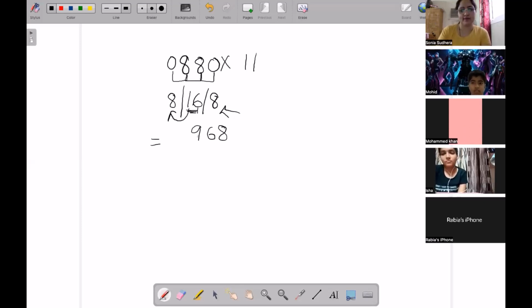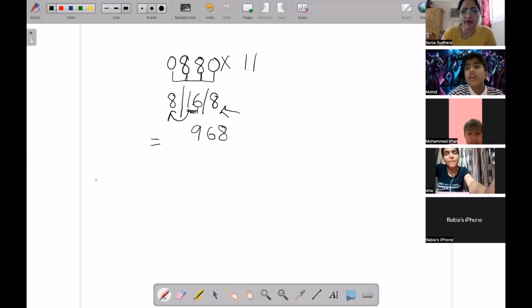The answer is 968. Oh, I thought that we had to do multiplication. We did multiplication, but we solved it by a different method, by a different trick, not by the traditional multiplication method. In Vedic maths, we will learn so many tricks to solve these kinds of questions. Fine.